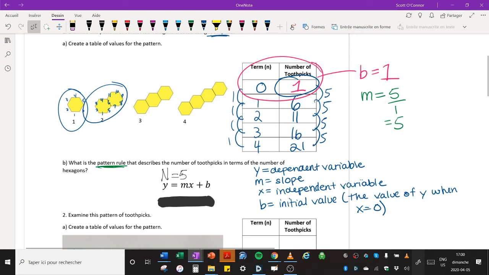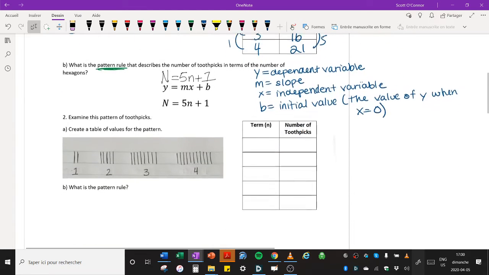What did we have for the independent variable? The independent variable is the term number, small n. And then what was the initial value? It is 1. So here's our equation: N equals 5n plus 1. And if you're working with this handout, you would see that there as well.